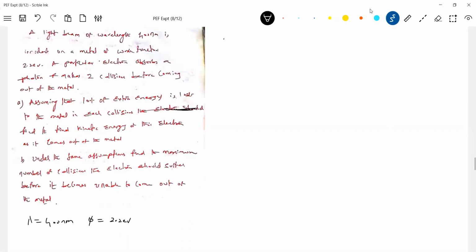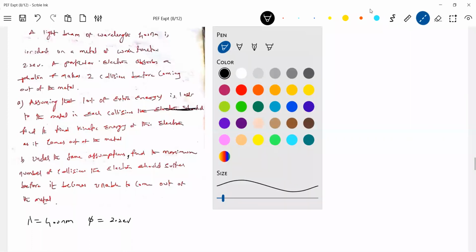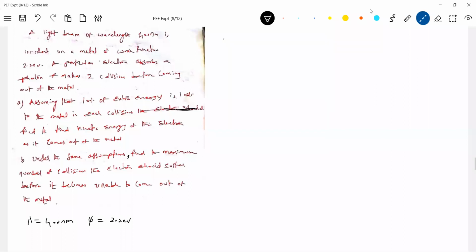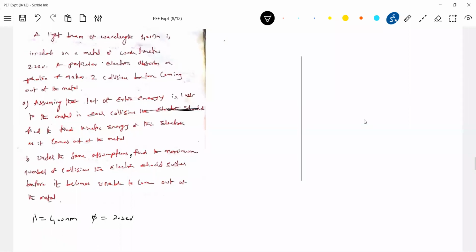Under the same assumptions, find the maximum number of collisions the electron should suffer before it becomes unable to come out of the metal. Again, the theory, all we discussed, that only is being asked here. Now, here is where the light will be incident.